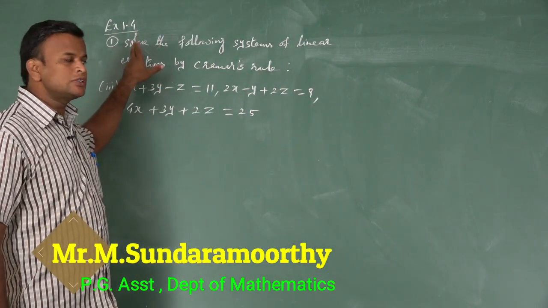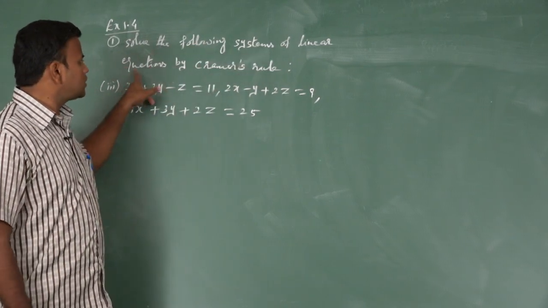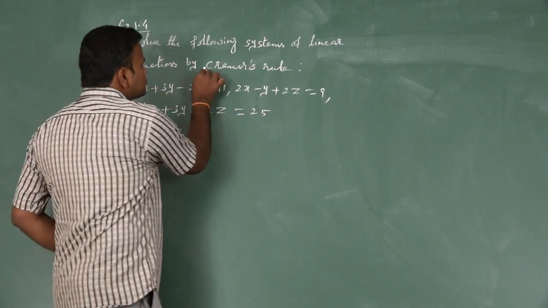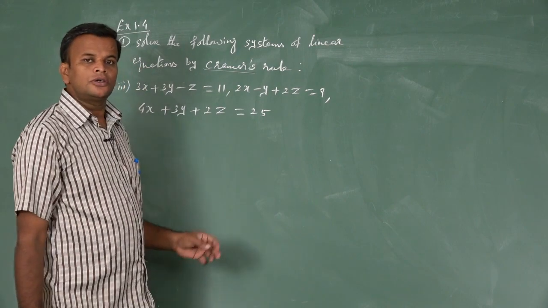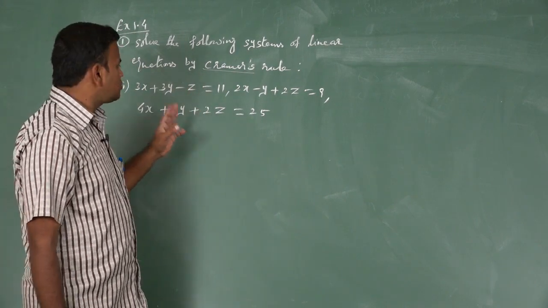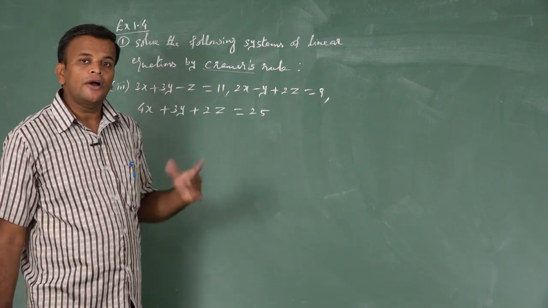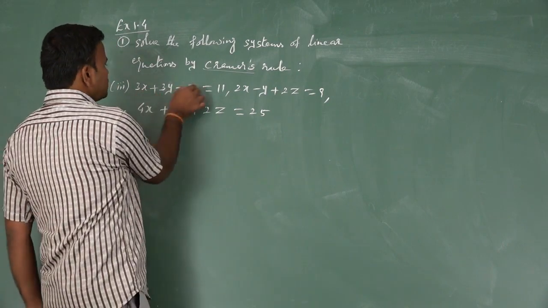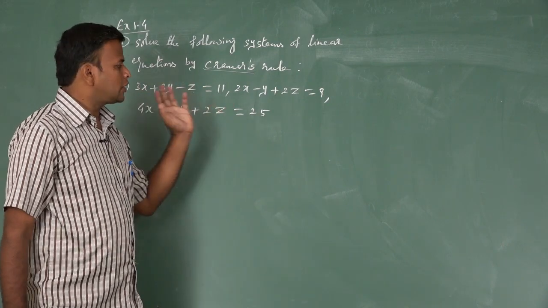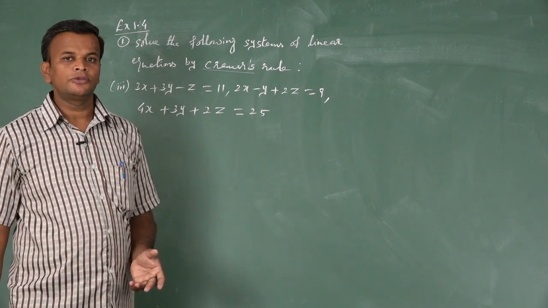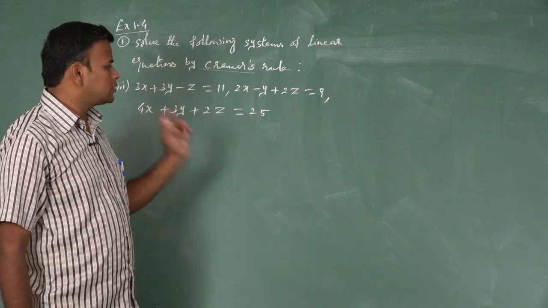1.41. We see the question: solve the following system of linear equations by Cramer's rule. Using Cramer's rule to solve the equations, you see there will be three equations and three unknowns. Unknowns means x, y, z. So three equations and three unknowns to solve. Solve means to find the values of these x, y, z.